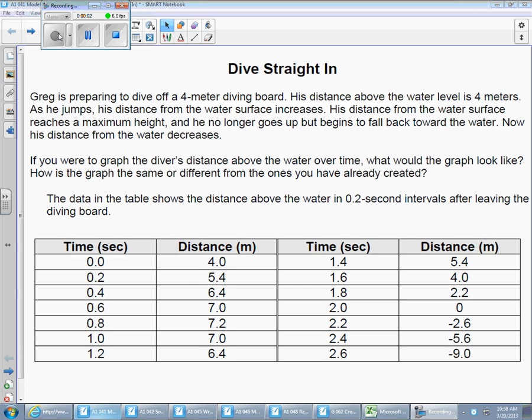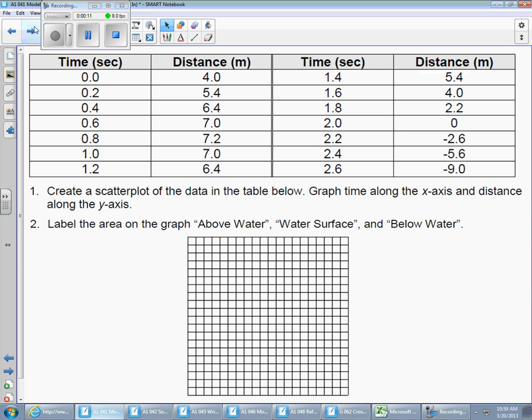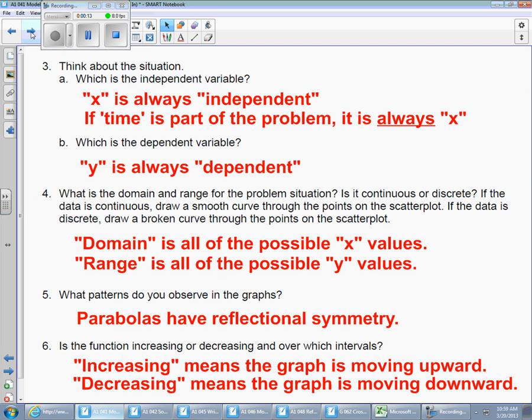Okay, reviewing for our test for tomorrow. The first thing we started off with was this worksheet where we kind of discovered the basics of parabolas, did a little discovery of it. I'm not going to go through these problems again, but what we are going to do is review some of the basic vocab, important terms that we talked about.